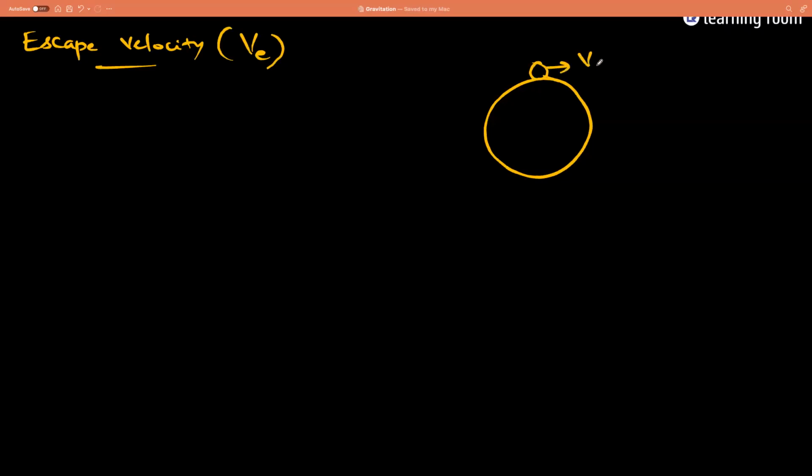Suppose an object from here is thrown with a velocity V. If it is given a tangential velocity, it will travel and fall on the surface of the earth at some other point. If I increase its velocity, it will take a bigger curvature and hit the surface at some other point. Whereas if I give it a velocity V sufficient enough so that it is not pulled back by the earth itself, meaning it is able to escape the gravitational pull of the earth, then we call that velocity the escape velocity.